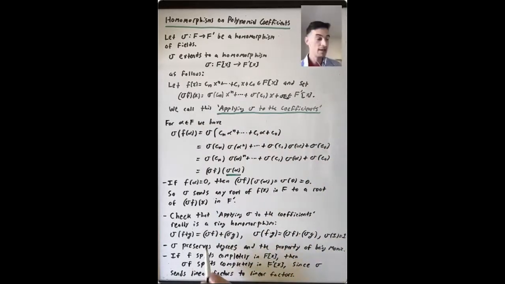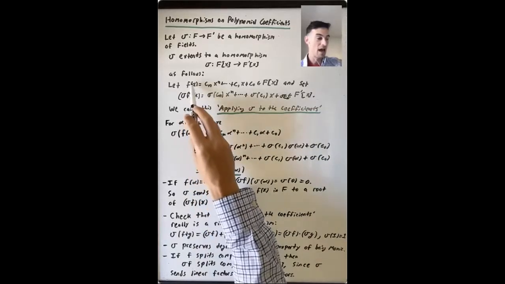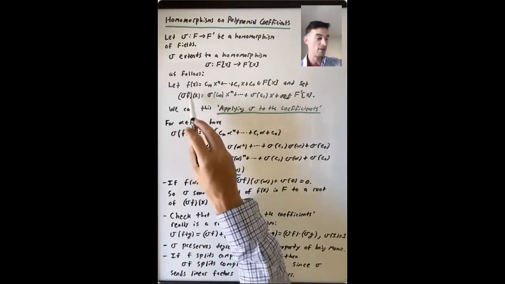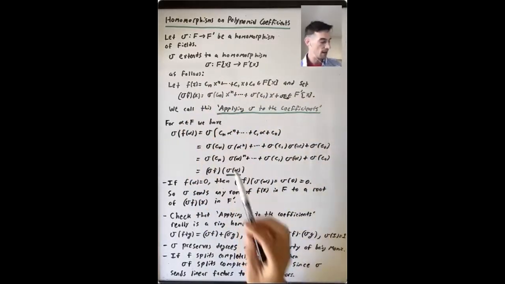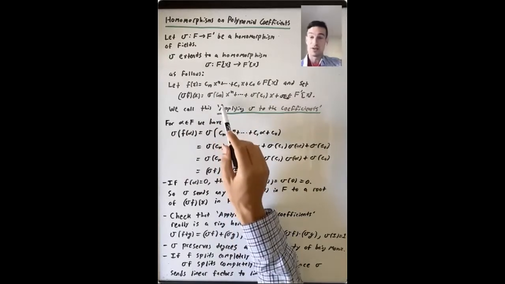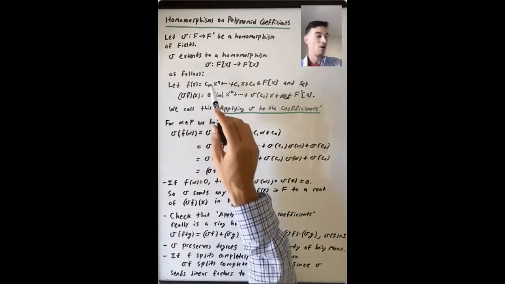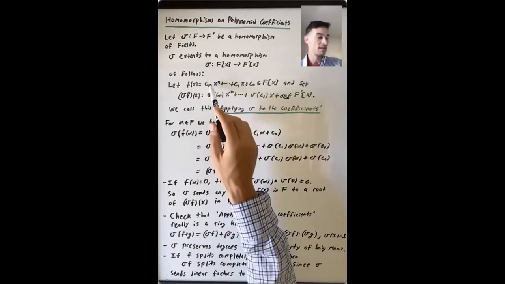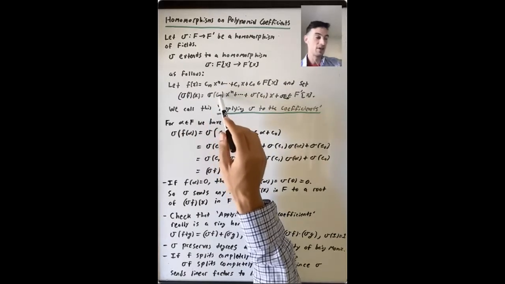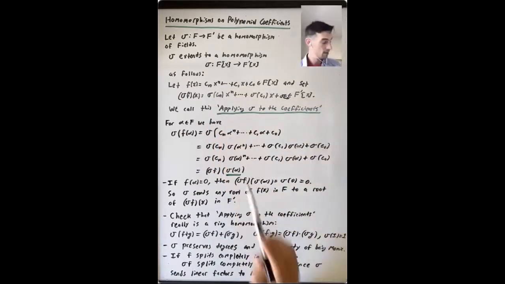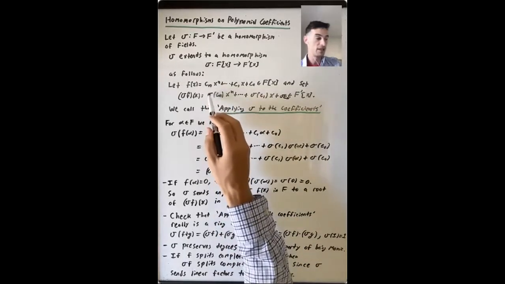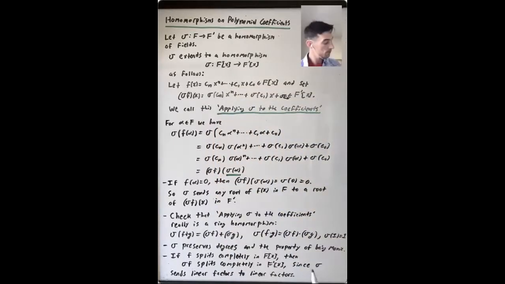It's easy to see, just looking at f of x compared to sigma of f of x, that sigma preserves degrees, because this is a homomorphism of fields. If Cn is not 0, sigma of Cn is not 0 either. And it preserves the property of being monic. So if Cn equals 1, then sigma of Cn has to be 1 as well.